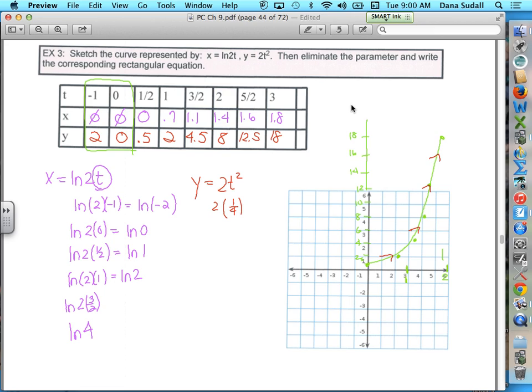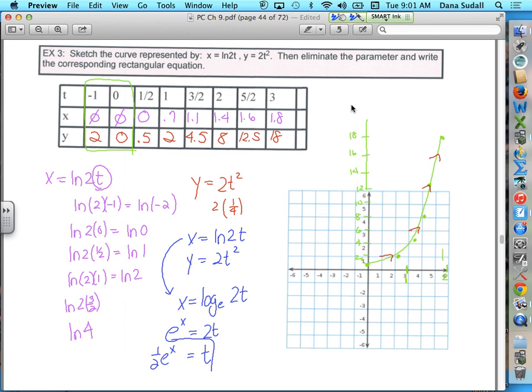So that's the first part, and then they want us to write this by eliminating the parameter. We want to get rid of the t's in the equations there. So I have x equals ln of 2t. I have y equals 2t squared. So if I take this first equation here, if I rewrite this as x equals ln, which is log base e of 2t, I want to get t by itself. So if I rewrite this in exponential form, I'll have e to the x equals 2t. So t is 1/2 e to the x.